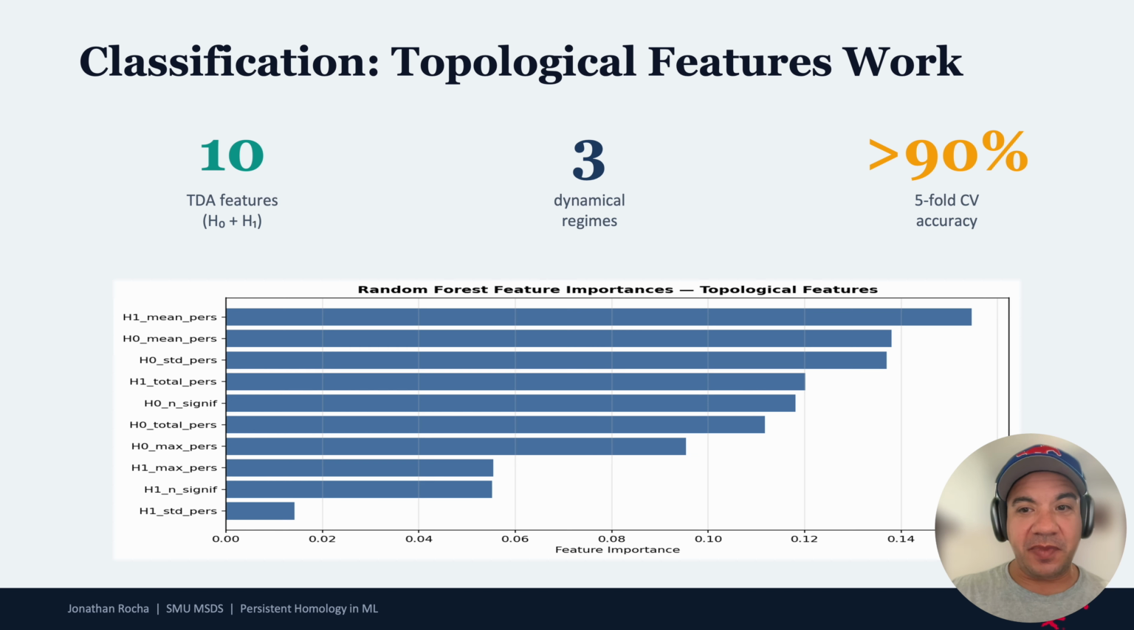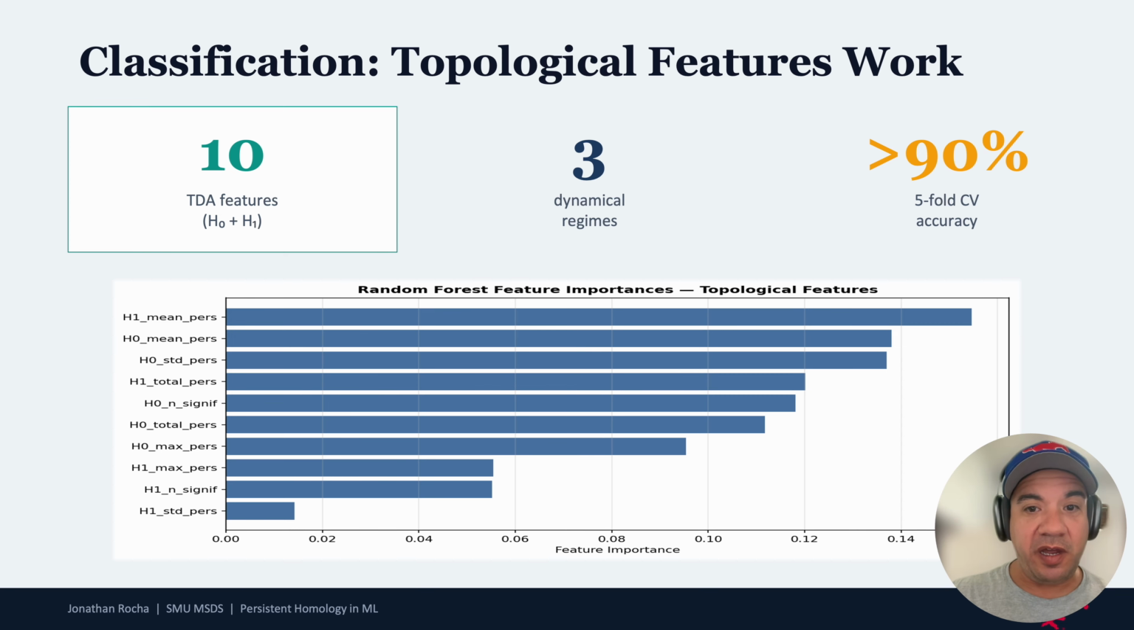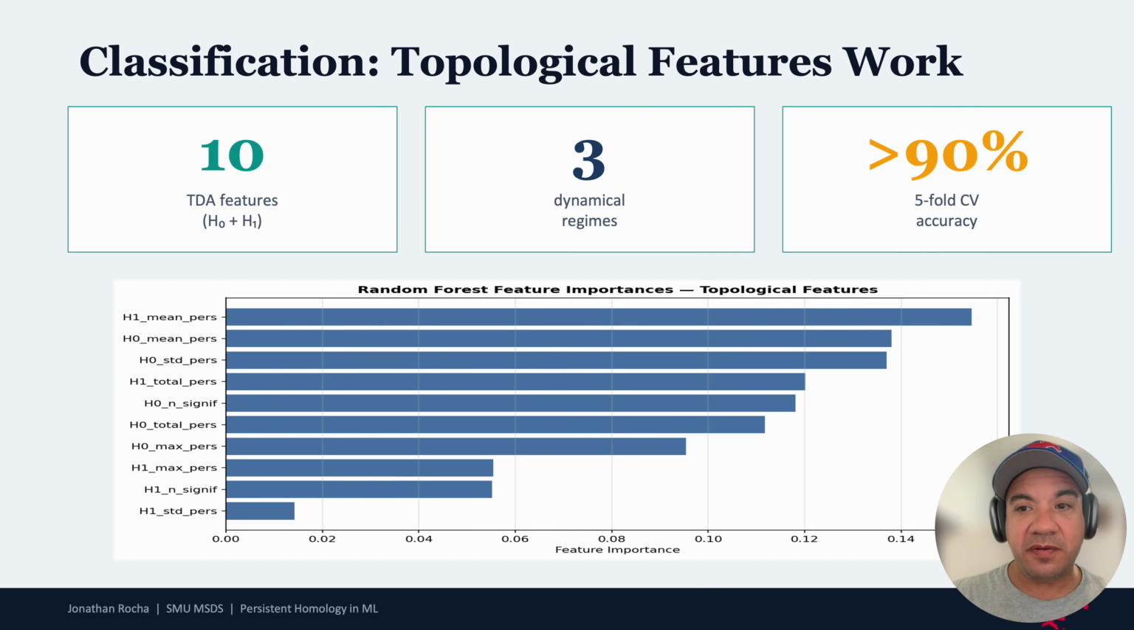So, putting it all together, I generated 150 time series across three dynamical regimes: periodic, quasi-periodic, and chaotic. Extracted 10 topological features from H0 and H1 persistence diagrams, and trained a random forest classifier. Five-fold cross-validation accuracy, over 90%. Topological features alone, no traditional time series features, successfully distinguish dynamical regimes. The feature importance chart shows that both H0 and H1 statistics contribute meaningfully.